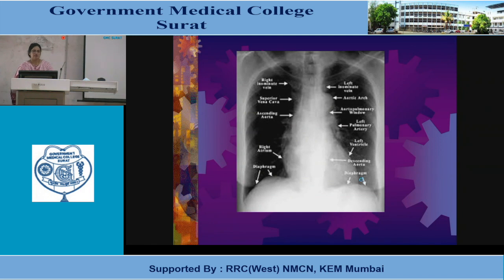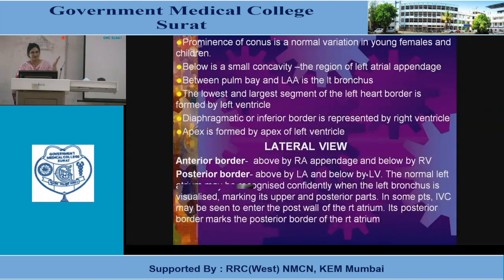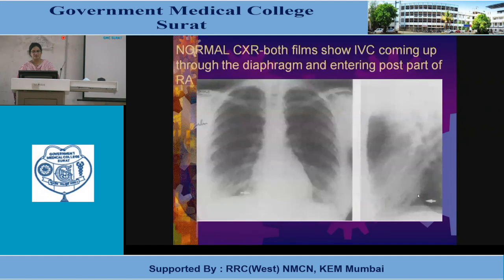Now, on the lateral view, the anterior border is formed above by the right atrial appendage, as I showed you earlier, and below by the right ventricle. Posterior border is formed above by the left atrium and below by the left ventricle. The normal left atrium may be recognized confidently when the left bronchus is visualized, because it marks the upper and posterior part of the left atrium. In some patients, the IVC may be seen to enter the posterior wall of the right atrium, as I showed you on the lateral film, and the posterior border of the IVC marks the posterior border of the right atrium.